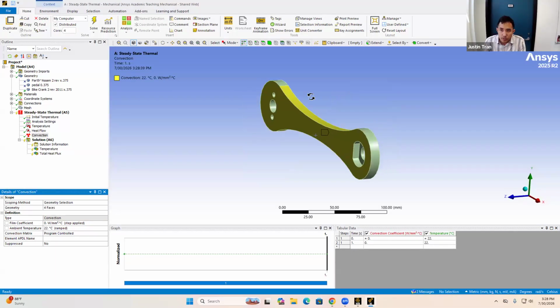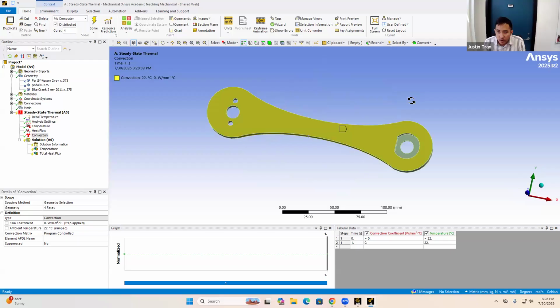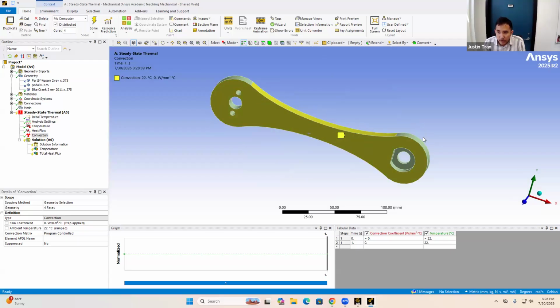Okay, so now what we're saying is that the entire exterior surface of the bike crank, with the exception of our temperature boundary condition and our insulation, there's going to be airflow or some kind of fluid flow that's going to be extracting heat from the part. Now, when you specify a convection boundary condition, there are two parameters that you have to set. One of them being the convection coefficient, and the other being the ambient temperature, okay? Now, ANSYS calls the convection coefficient the film coefficient, but it's just terminology. They mean the same, okay?